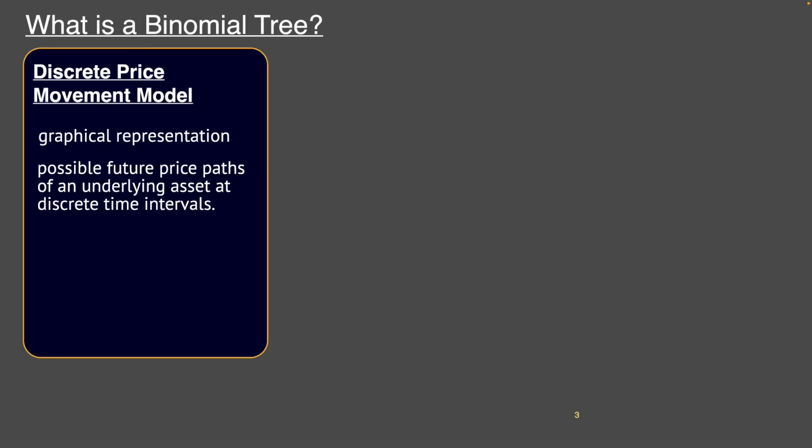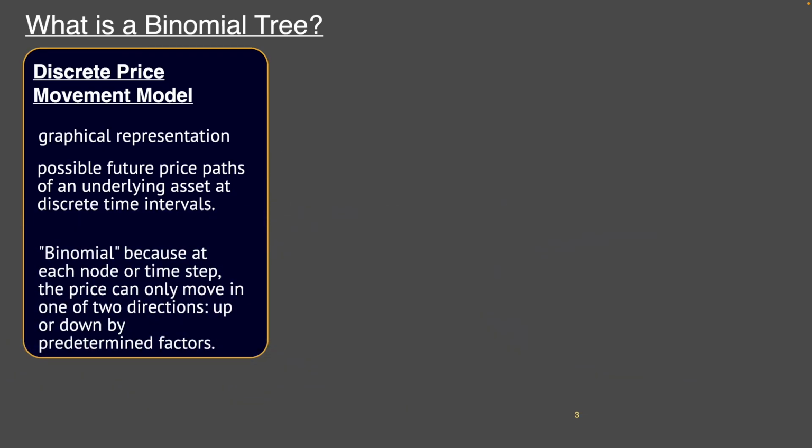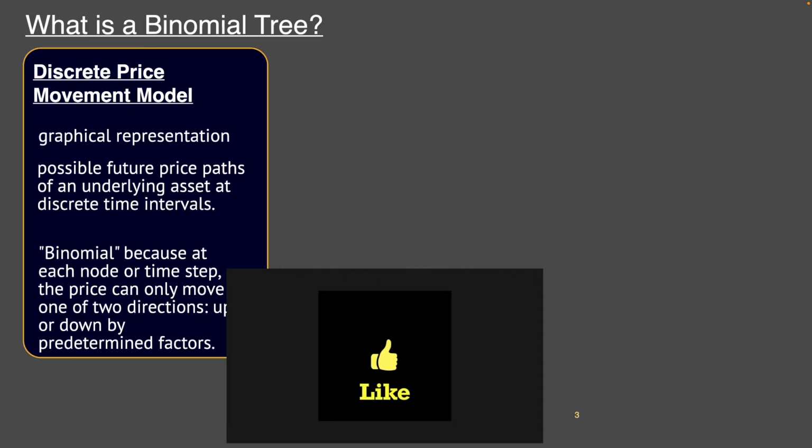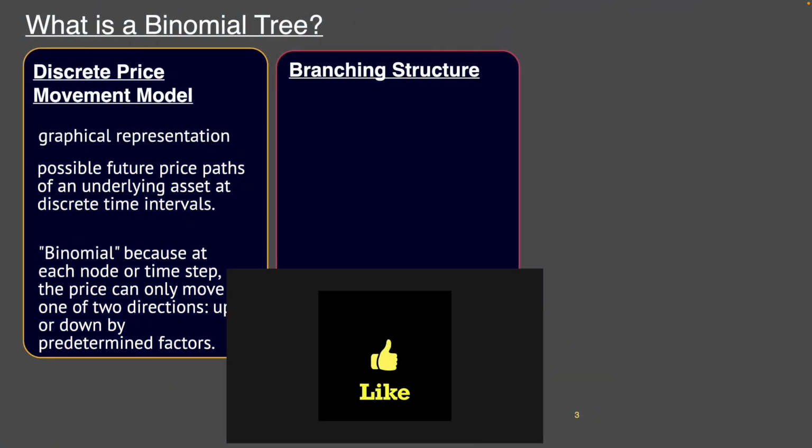So we know that the future price of an underlying asset can move either up or it can move down. That is why we are using a binomial tree. Binomial, why are we using this? Because at each node or time step which we are going to consider, the price can have only two positions to move. Either it can move up or it can move down by any predetermined price patterns based on predetermined factors.